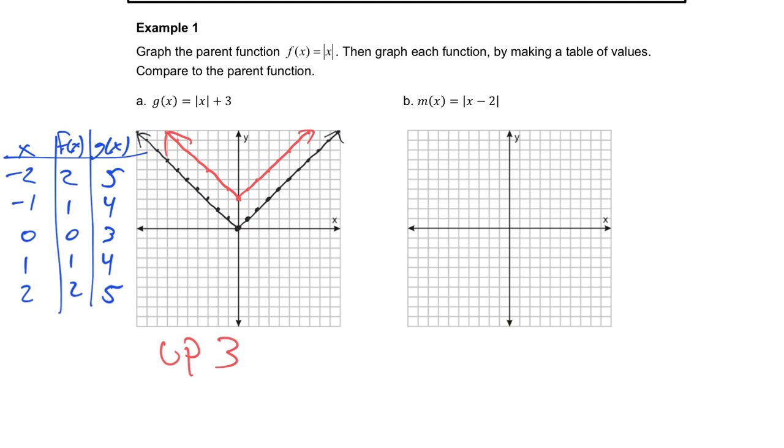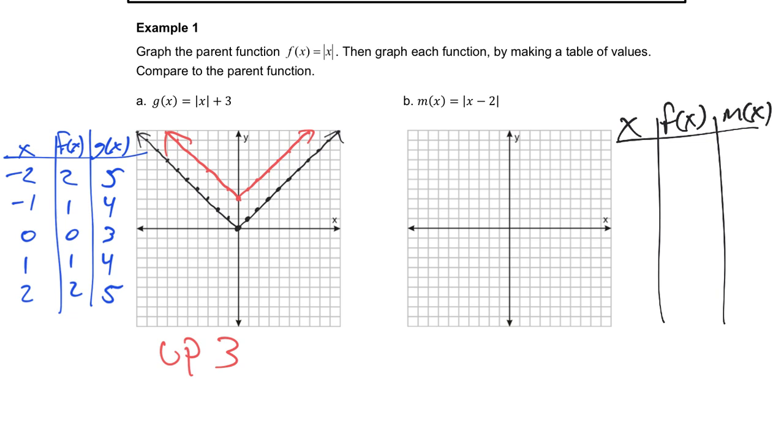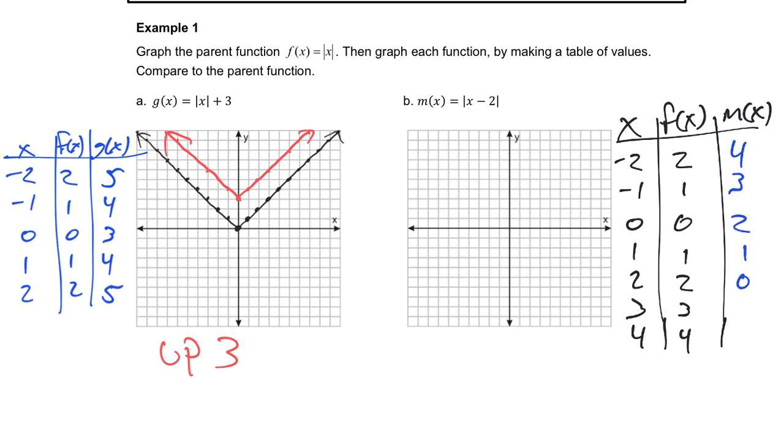All right, going over to the next one, I'm going to make a little table of values here as well. You have column 1, x, f of x, m of x. -2, -1, 0, 1, 2, 3, 4. I'm going to go a few more on this one because I know what's going to happen. Let's see, we're going to get 2, 1, 0, 1, 2, 3, 4. And then I'm going to go to my graphing calculator, which is in my hand. I'm going to copy what I have here. I have 4, 3, 2, 1, 0, 1, and 2.